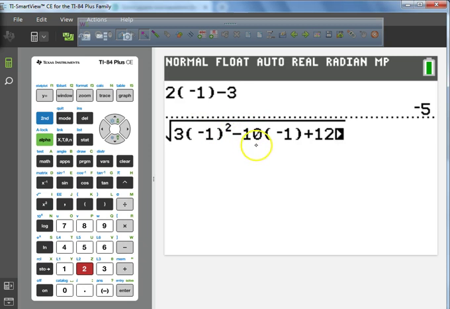Now, the interesting thing is, when you evaluate a square root, what can you never, ever, ever get inside of a square root? You can never get a negative number. So what does this actually equal? This one equals a 5.